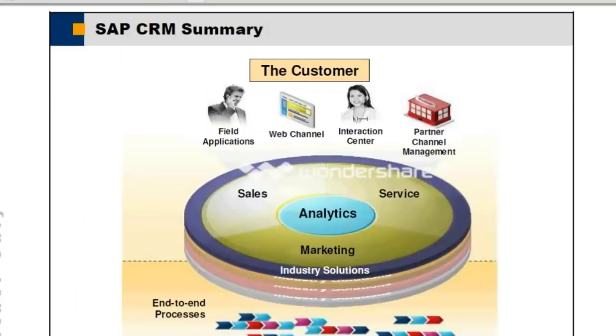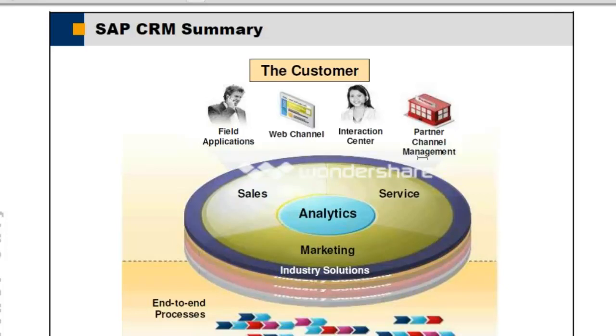This is the CRM summary, which we are trying to work on. Can you see my screen? Yes, I can. Here we have service, sales, marketing. So when you are working in these areas, this system will help you integrate them together. It will help us have internal communication first of all, to serve our customer better. Internally we should be communicative, isn't it?